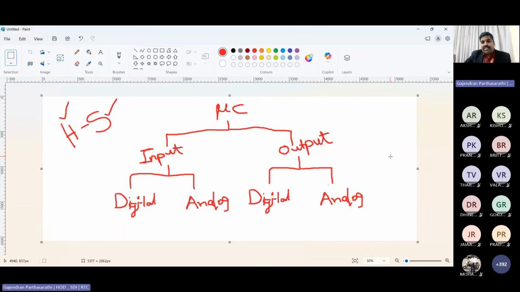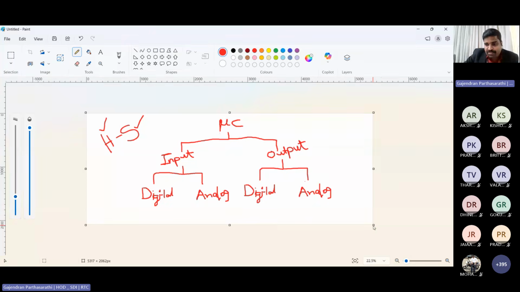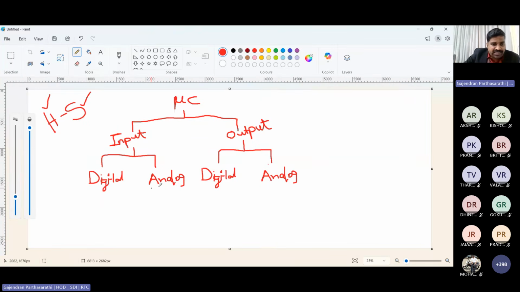Please finish the tree. The first one, the microcontroller. The microcontroller deals with two things, majorly: one is input, another one is output. Under the input, we have digital and analog. Under output also, we have digital and analog. Now, can you differentiate with some examples? Can you differentiate digital and analog input devices with some practical examples?